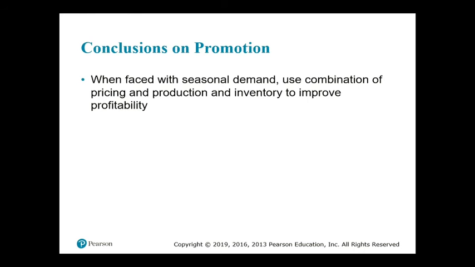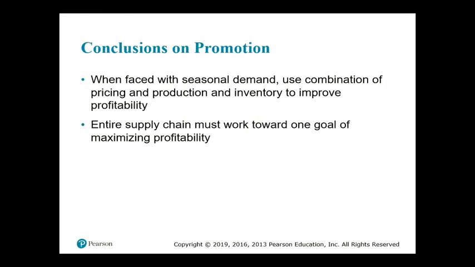In general, when we face seasonal demand or demand with predictable variability, we use a combination of aggregate plan, so deciding the capacity and inventory strategy together with price promotions to maximize supply chain profitability. And the best scenario is for the entire supply chain to work together to achieve this goal. But in reality, it's oftentimes very challenging to get the entire supply chain to work together.